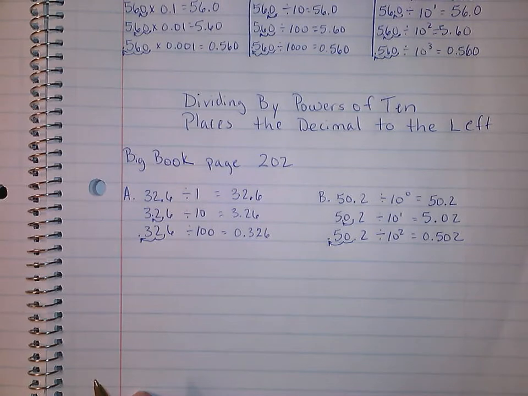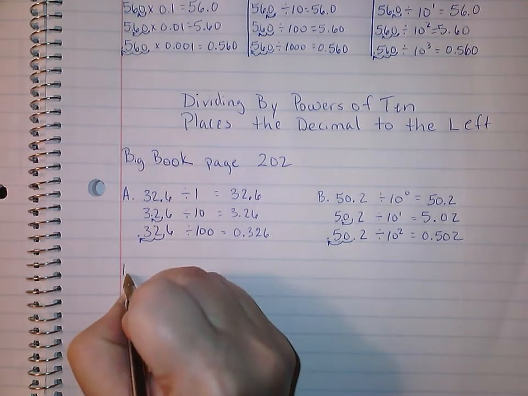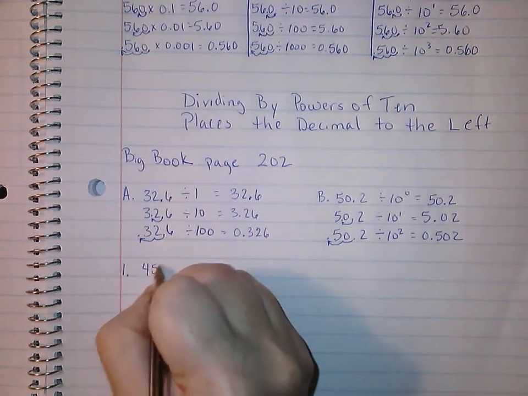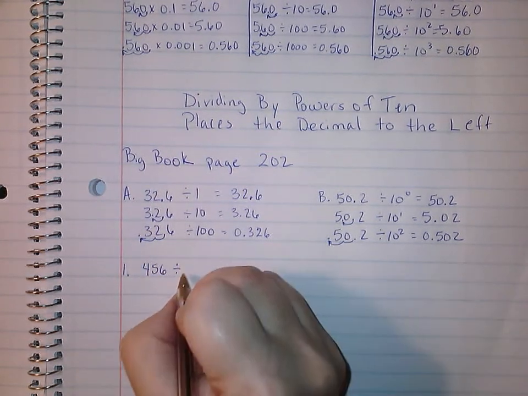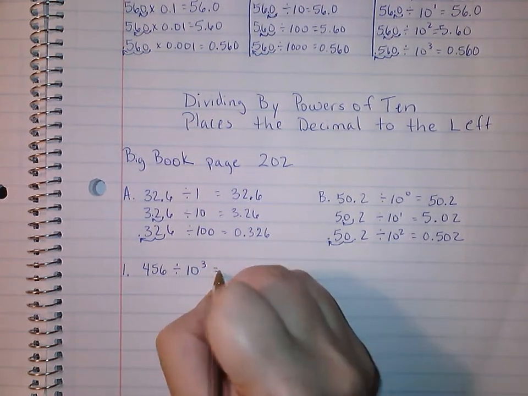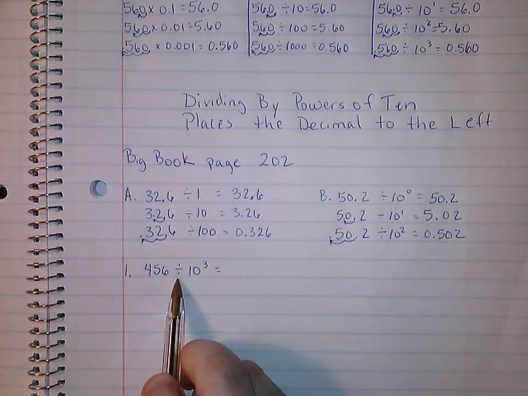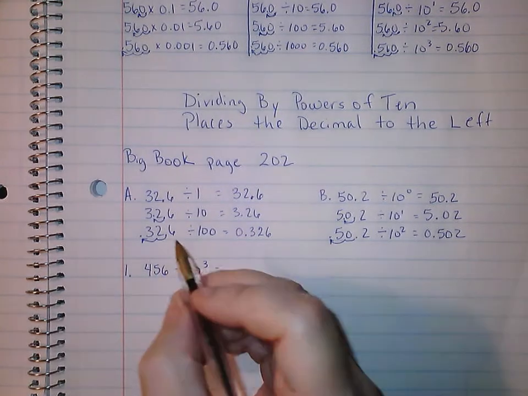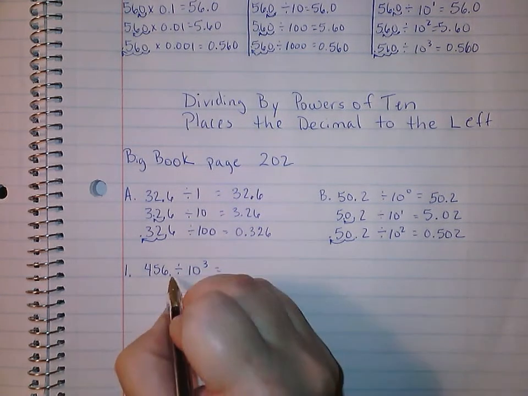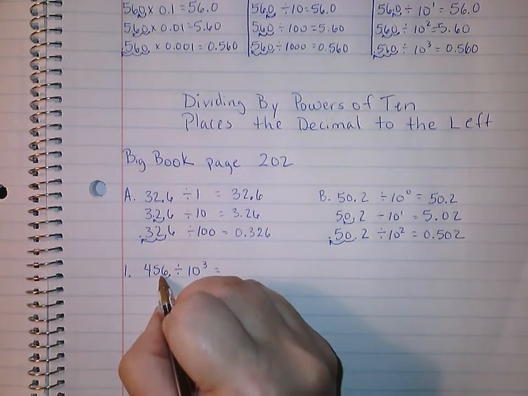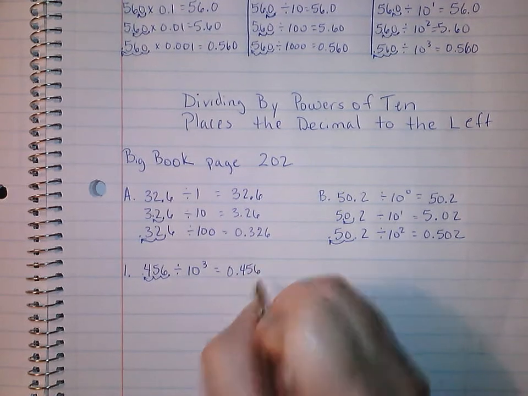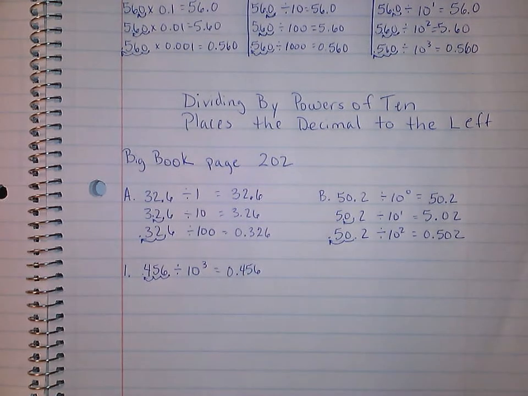So if you look at problem number 1, they have all of it finished for you except for the last piece, which is 456 divided by 10 to the power of 3. Dividing means I move my decimal to the left 3 times. Remember, the decimal is right behind the 6 because it's a whole number. 1, 2, 3. So 456 thousandths would be my answer.